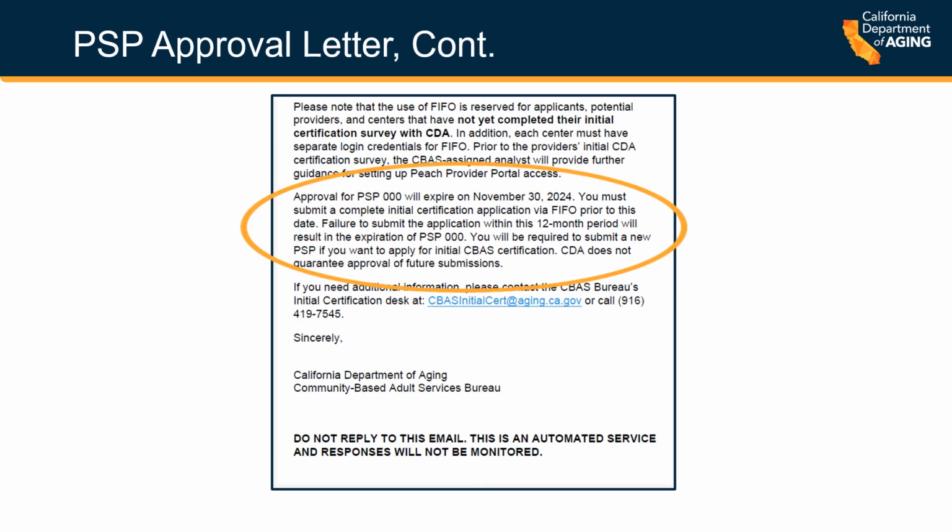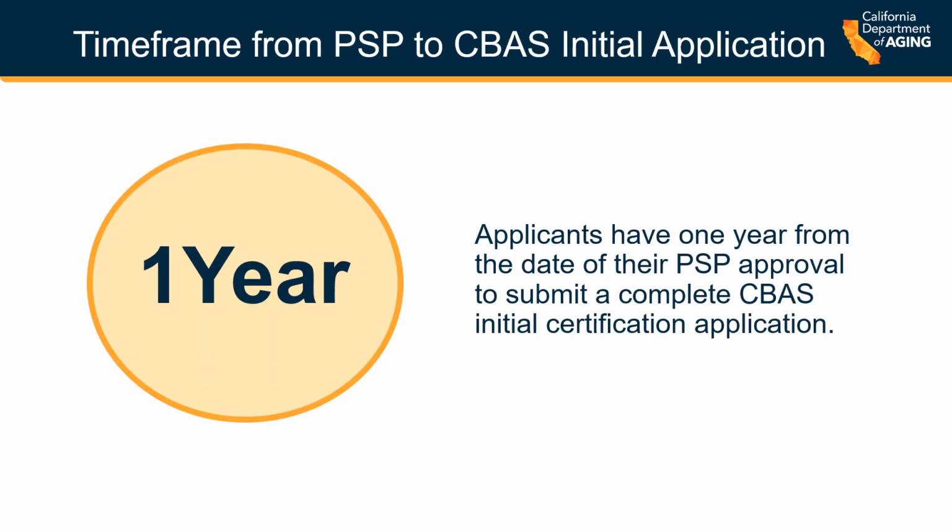PSP approval letter shown here. The approval letter has some important instructions such as the date the PSP expires. You have 1 year from the date of the PSP approval to submit a complete CBAS initial certification application to CDA, including proof of a secured location. Failure to apply within this 12-month time frame will result in the expiration of PSP approval, and you will be required to submit a new PSP to obtain CBAS initial certification.